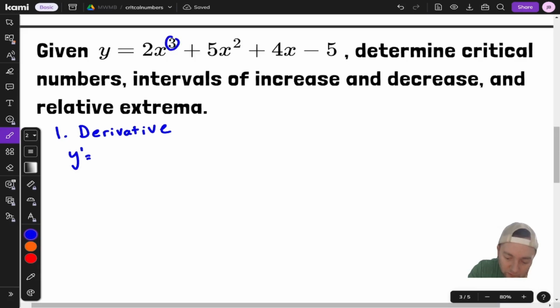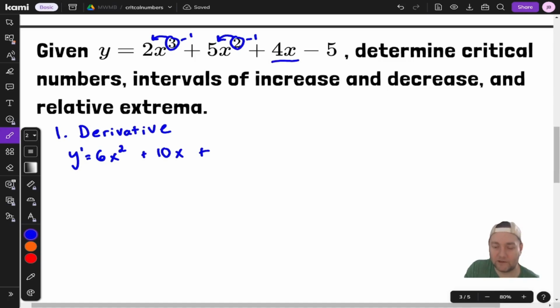We're going to use the power rule. The 3 drops down, multiplies 2, we get 6x squared, just like that. Minus 1/2, and then plus 2 times 5 is 10x. The derivative of a linear term, so 4x is linear, is just the coefficient, and the derivative of a constant, negative 5, is just 0. So there's my derivative. Okay, we've got that done. So now let's look at determining the critical numbers. Remember, critical numbers, I'm just going to call them crits.